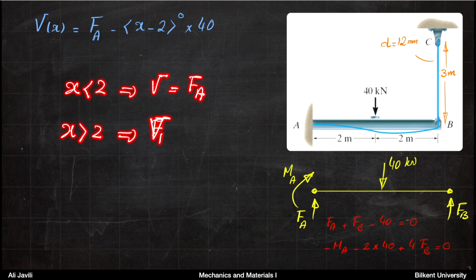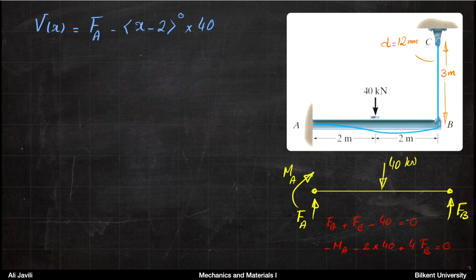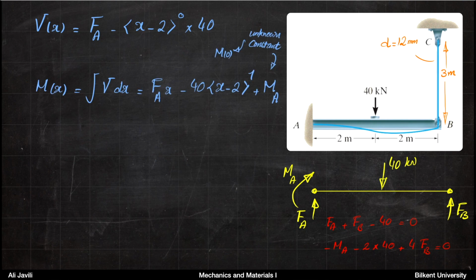And if x is larger than 2, the shear force would be Fa minus 40. Okay, so the shear force is Fa minus 40 anywhere here, and is simply Fa here. So in order to write that as one function, we can use the Macaulay brackets, and that's how it is written. So that's your shear force distribution.